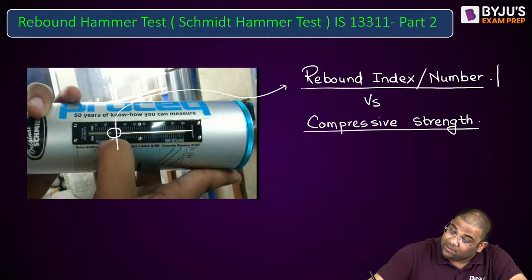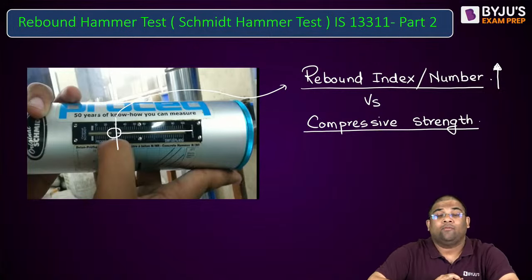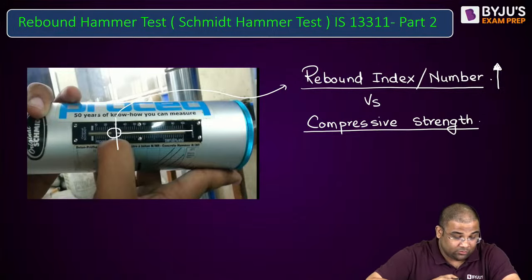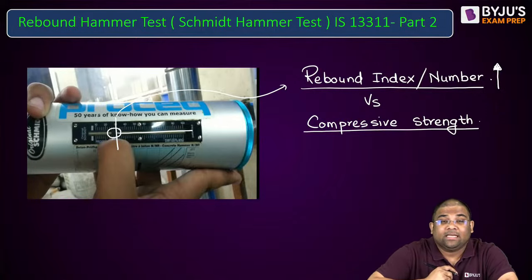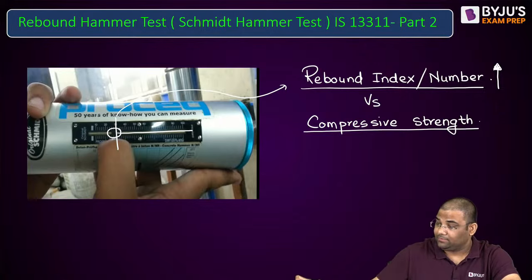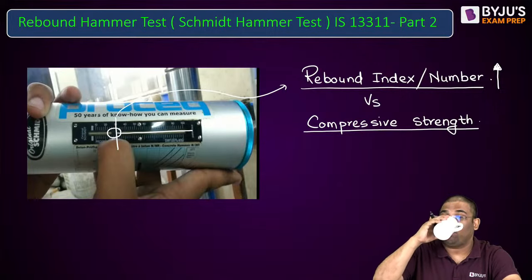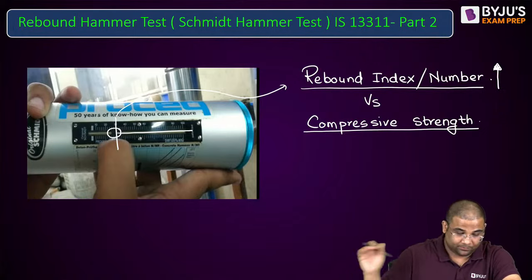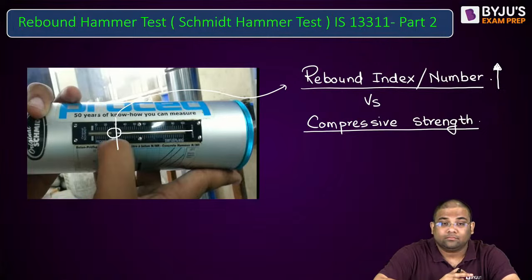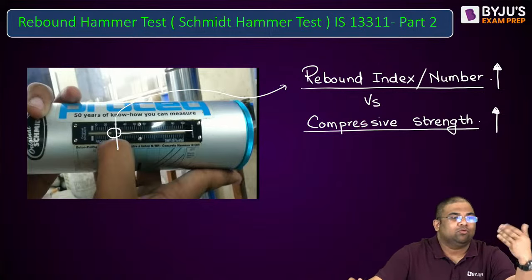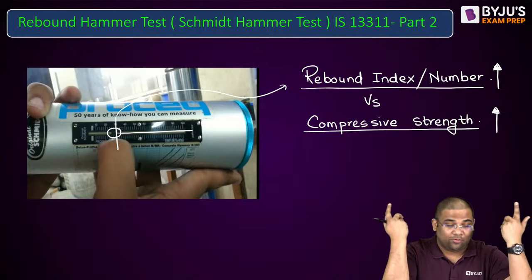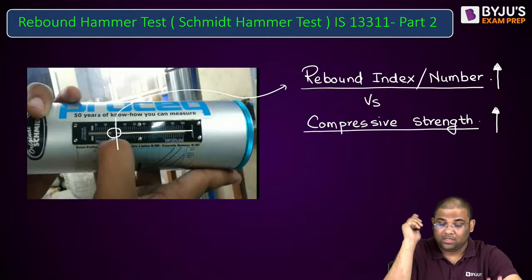Now tell me, if the rebound number is more, what can you say about the compressive strength of concrete? If the rebound number is more, then what you can say about the compressive strength of concrete? Please write in the comment section. Yes, it will increase. More. Common sense. If it is more strong, obviously when you press it, it will rebound more. Understood? Very simple.